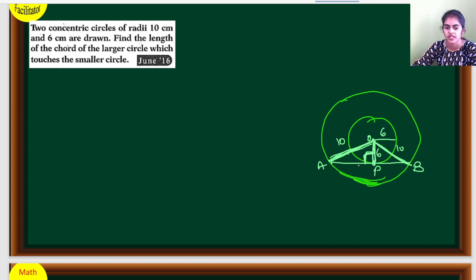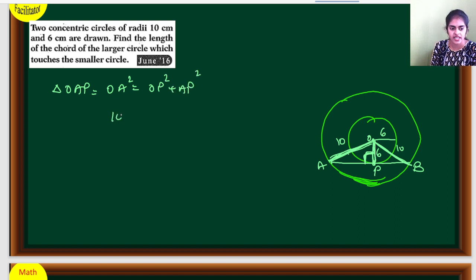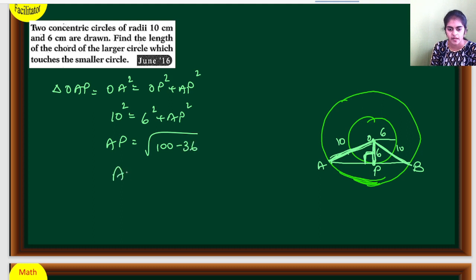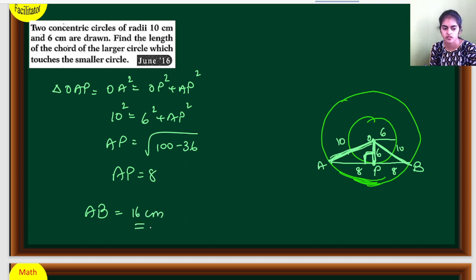So this is 90. Now triangle OAP, it is a right angle triangle. So you can write OA square equals OP square plus AP square. OA is 10, 10 square equals 6 square plus AP square. So AP equals root of 100 minus 36, so AP you will get as 8. Similarly, substituting on this side, this is also 8. So total chord length required is 8 plus 8, 16 centimeter.